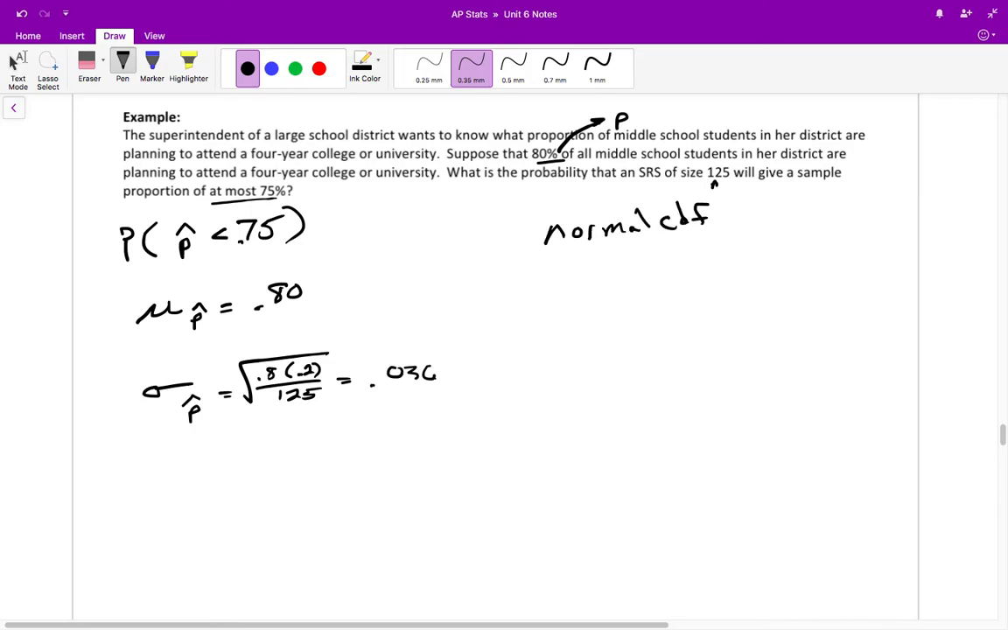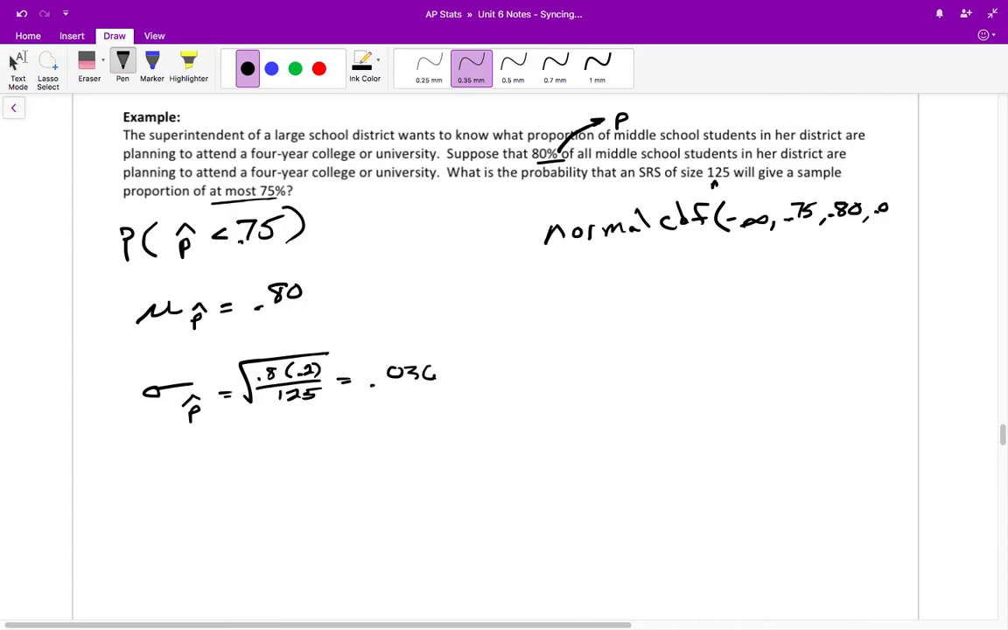We want to be able to use normal CDF to say pick something infinitely small, and then my upper bound being 0.75. My new mean we just calculated was 0.80, and standard deviation was 0.036. Okay, so that's kind of our goal. That is what we are working towards.